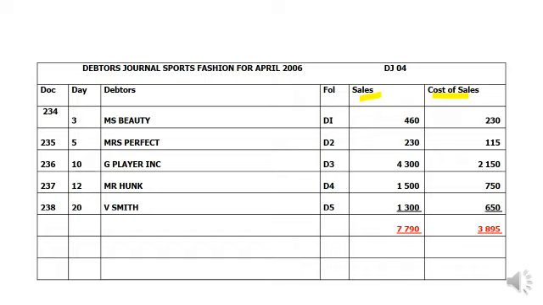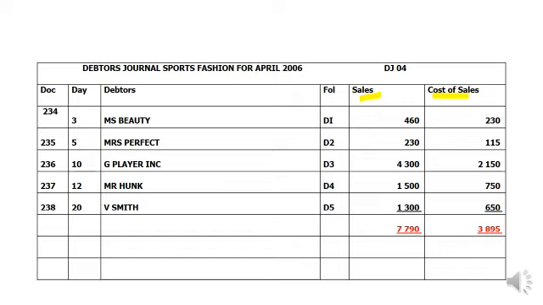Go to the next date, your document number becomes 236, and on day 10 they are saying G Player Incorporation orders clothing on credit for 4,300. That's data number 3. You write the name. In the folio you write D3, which is the data number 3 or account number 3. Then in the sales, 4,300, and cost of sales, half of this is 2,150.